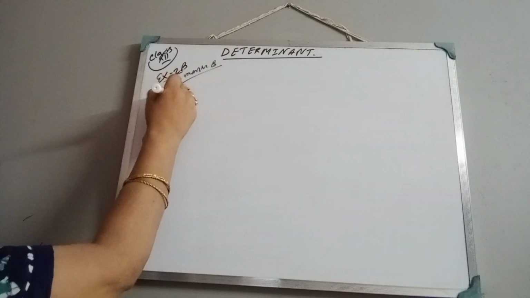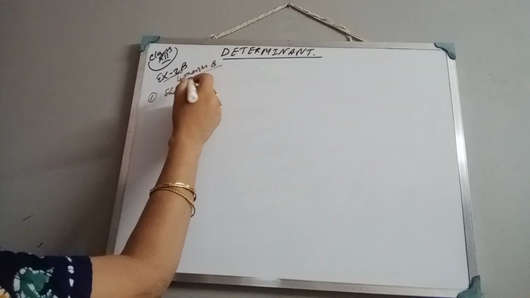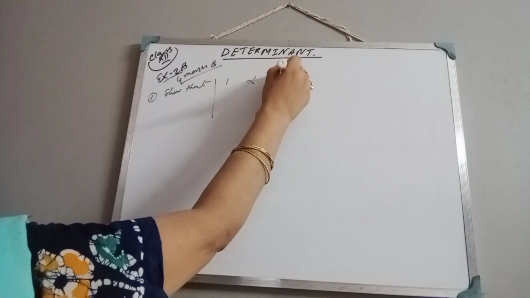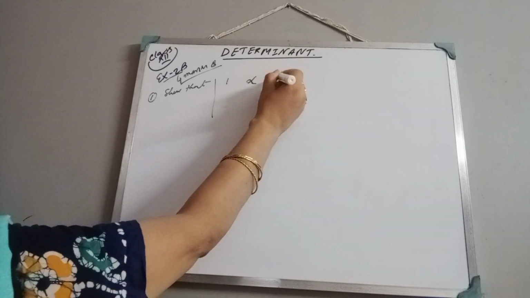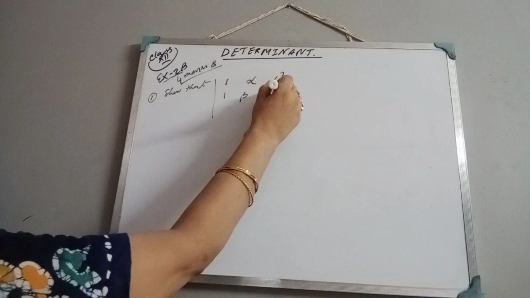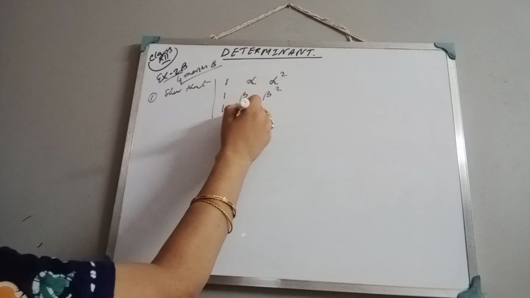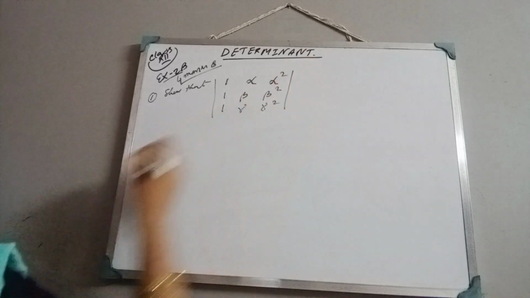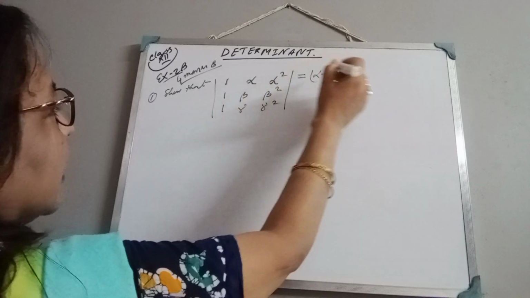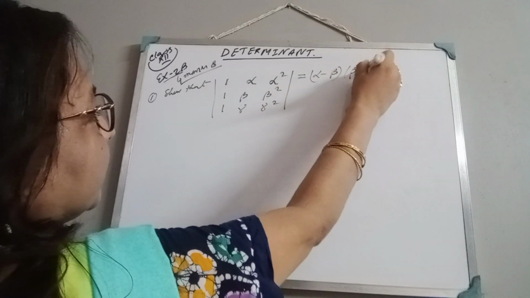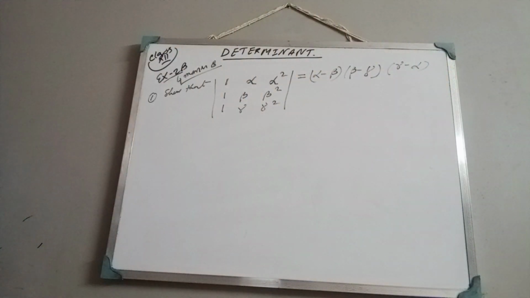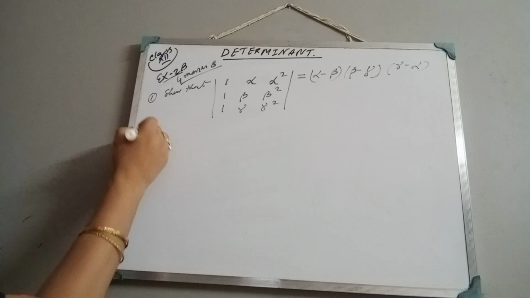Sum number 1. Show that the determinant with rows 1, alpha, alpha square; 1, beta, beta square; 1, gamma, gamma square is equal to (alpha minus beta)(beta minus gamma)(gamma minus alpha). Okay, let's start with the left hand side.